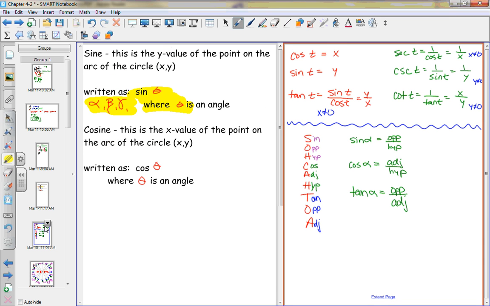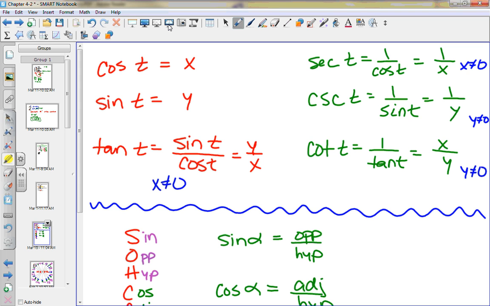Now, if I give you t, again, t just represents what? An angle. So the cosine of t is going to be x. The sine of t is going to be y. You know that. This is whenever you're given a point. So when you're given the point x, y, the cosine of t is x and the sine of t is y.